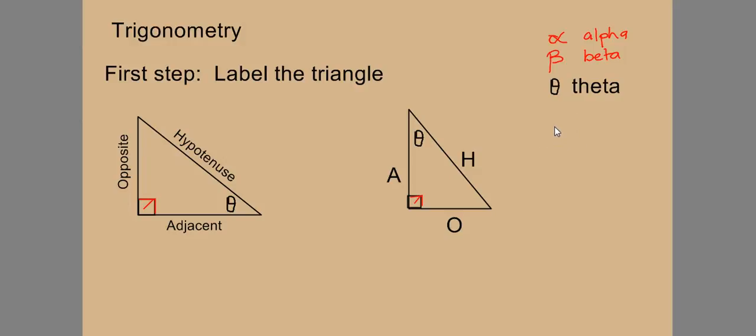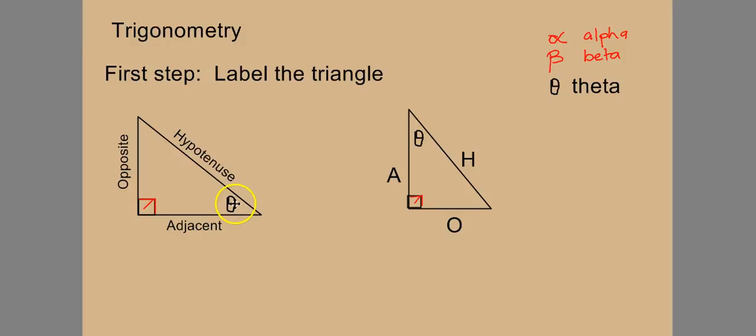There are, of course, lots of other Greek symbols as well. So back to this triangle over here. Every single right angle triangle will have either the angle marked in there or a placemarker, like theta, marked in there.